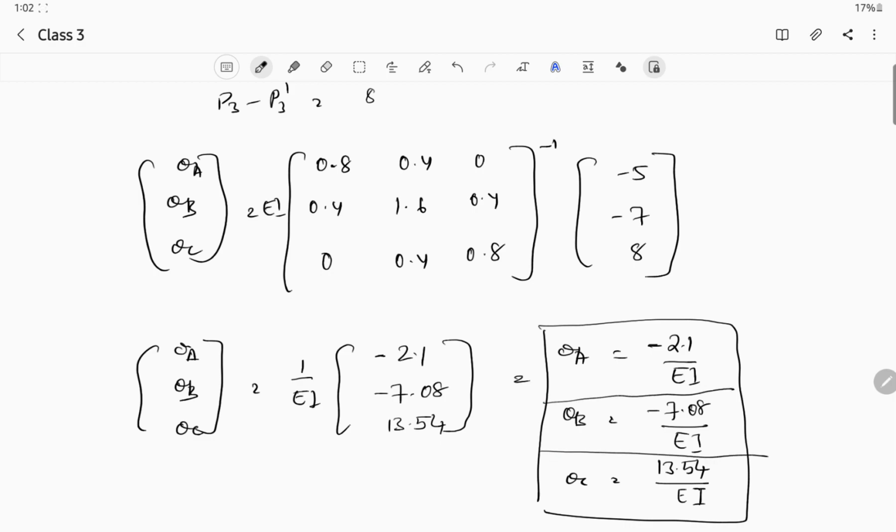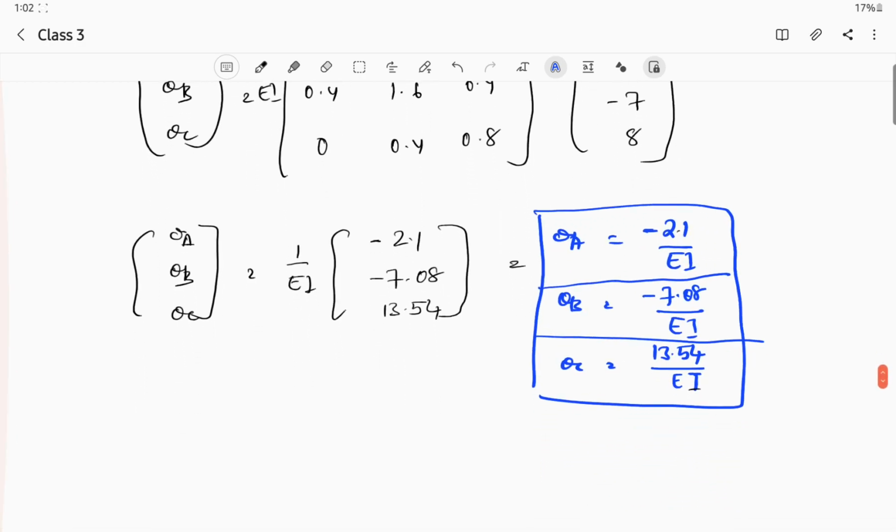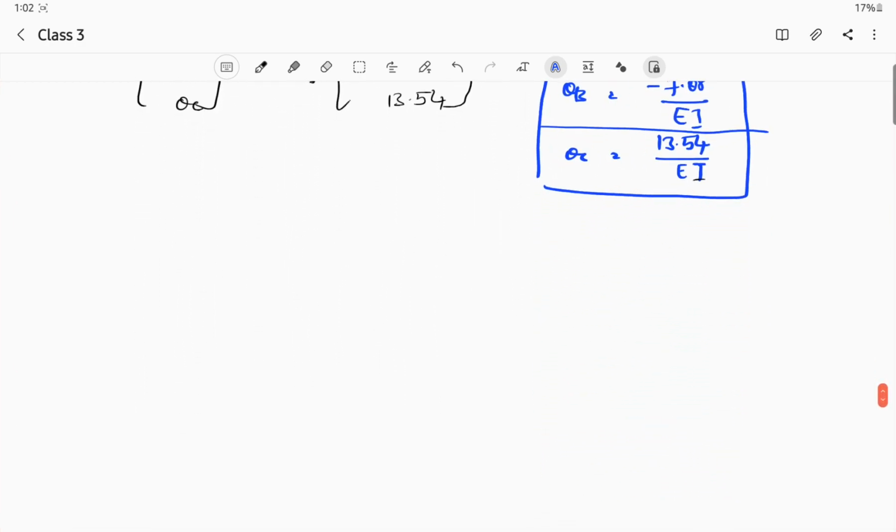These are the final values of theta A, theta B and theta C. Alright. So what we do here next, so these are the values we got.